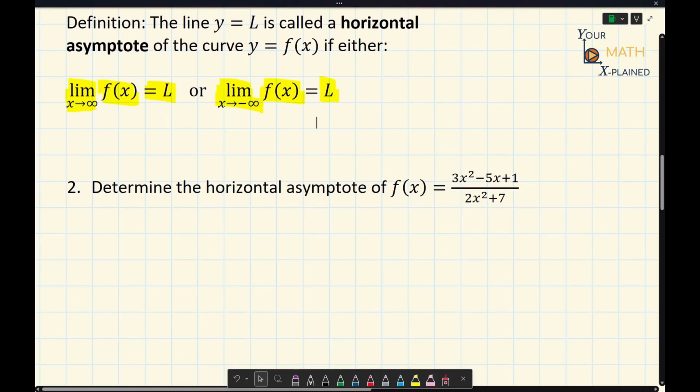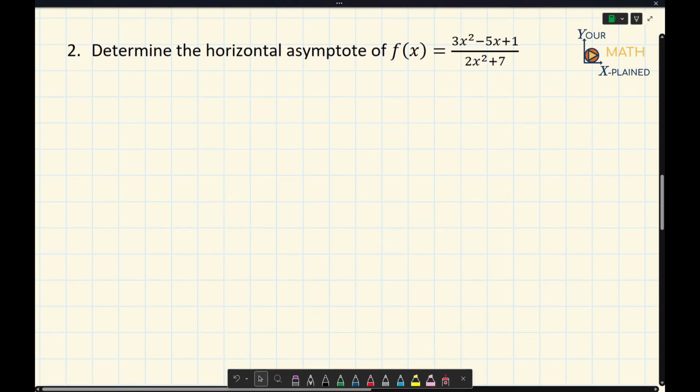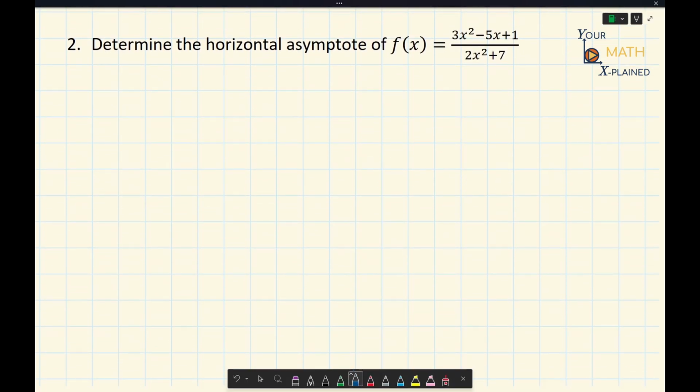Now let's take a look at how we can find the horizontal asymptote of a function. To find the horizontal asymptote, we would check the limit as x approaches infinity of our function f of x, and we would also check the limit as x approaches negative infinity of our function f of x. So here our f of x is this rational function up here.